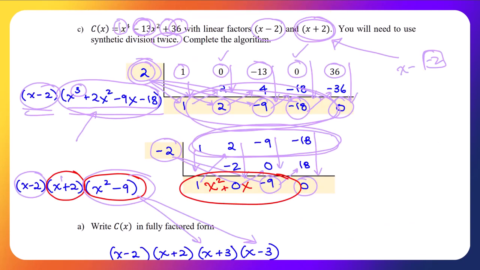So real quick, I hope you see from the beginning, if I plug in 0 for x, I'm going to get 36 left.